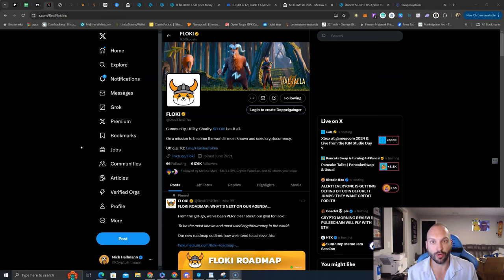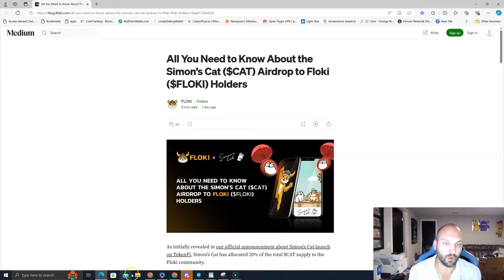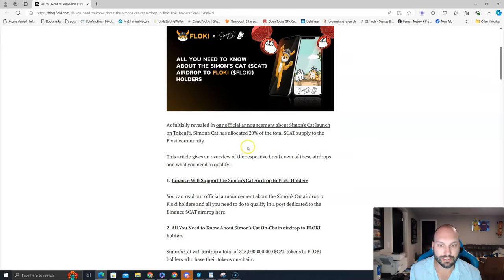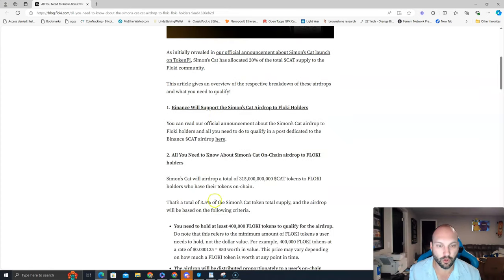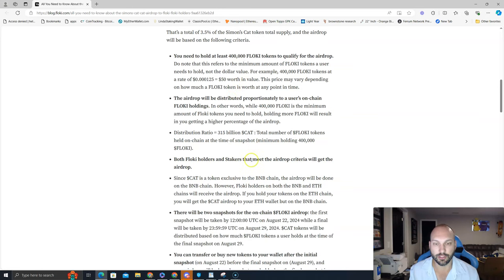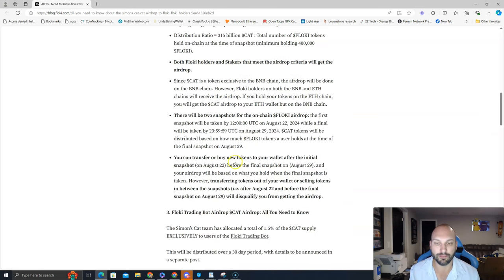Get it in your own wallet or a supporting centralized exchange such as Binance. Build that position and you will be airdropped some free meme coins. That is SimonsCat, the cat airdrop to FLOKI holders. As we talked about, 20% of the supply is going to FLOKI holders. Simply hold at least 400,000 FLOKI in your wallet or on Binance or another supporting centralized exchange, and you will get your share of the cat token.